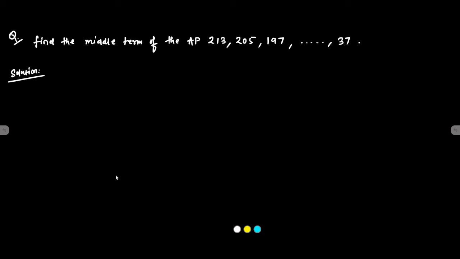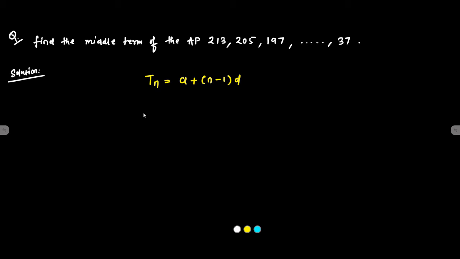So here is another question on an arithmetic progression. It is given: find the middle term of the AP which is given by 213, 205, 197 and up to the last term, which is 37. So we have to find the middle term. Here first we'll go with the usual process. The nth term is a plus n minus 1 into d, that we know. Tn is the particular nth term, a is the first term, d is the common difference.